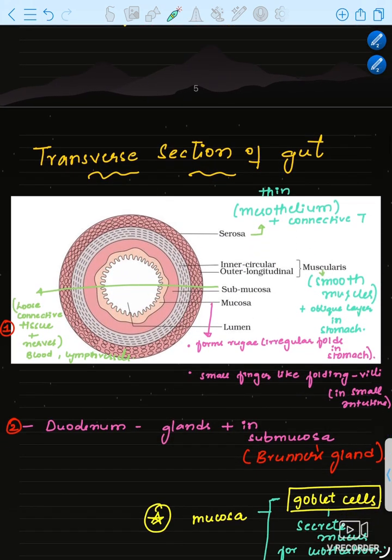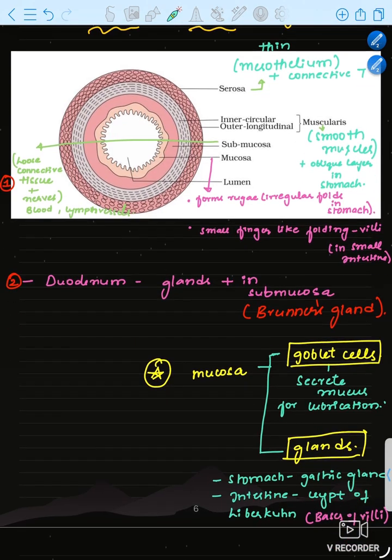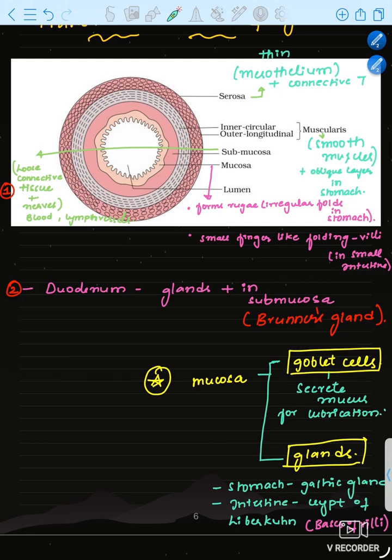Now we saw the parts of the alimentary canal, but let us know the layers of the alimentary canal. Just cut any section of the alimentary canal, either stomach, small intestine, anything. You will find 4 layers. Those are serosa, muscularis, submucosa and mucosa. You can see this is serosa, outer layer. This is muscularis. This is submucosa and this is mucosa.